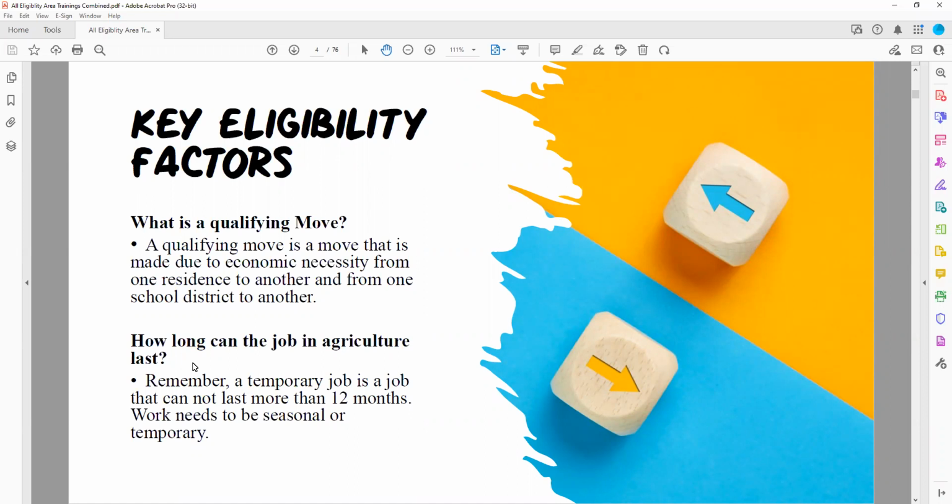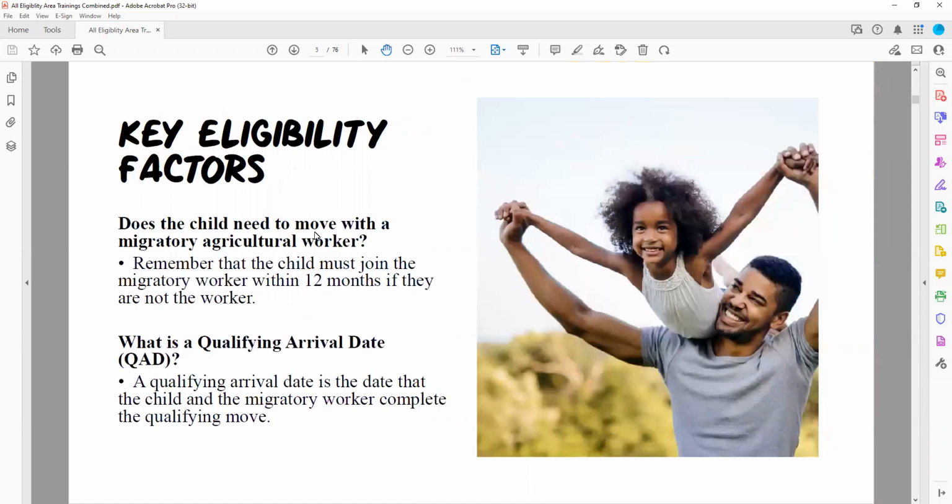So once they do get a job in agriculture, we talked about that migratory agricultural worker, the job cannot last more than 12 months. The work has to be seasonal or temporary. And again, it cannot last longer than those 12 months.